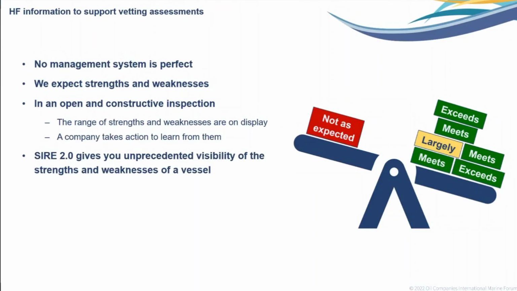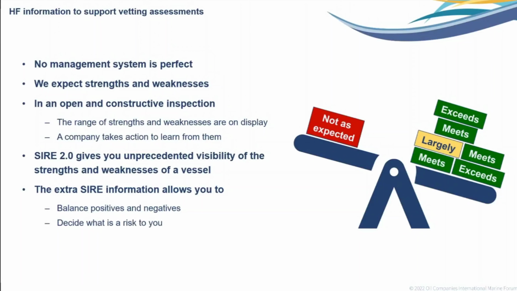SIRE 2.0 gives you unprecedented visibility of the strengths and weaknesses of a vessel that relate to risk. The extra human factor information can be used as part of your own risk assessment process. It can allow you to balance positive and negative observations. It can prompt you to think of which areas of SIRE represent risks for your organization. And it allows you to assess the response of the operator to the observations in the report.